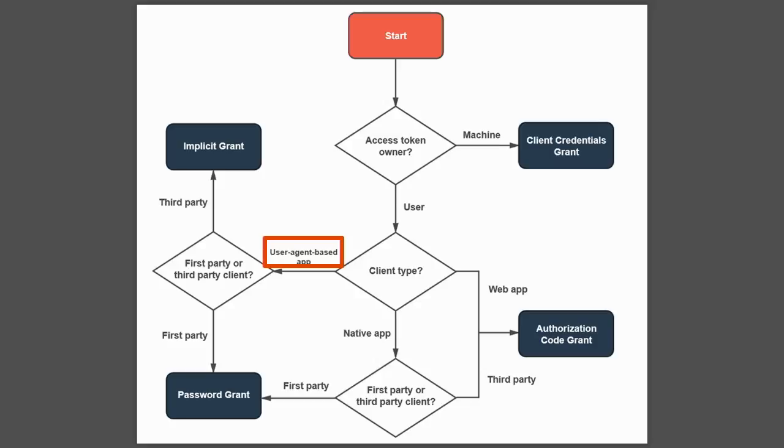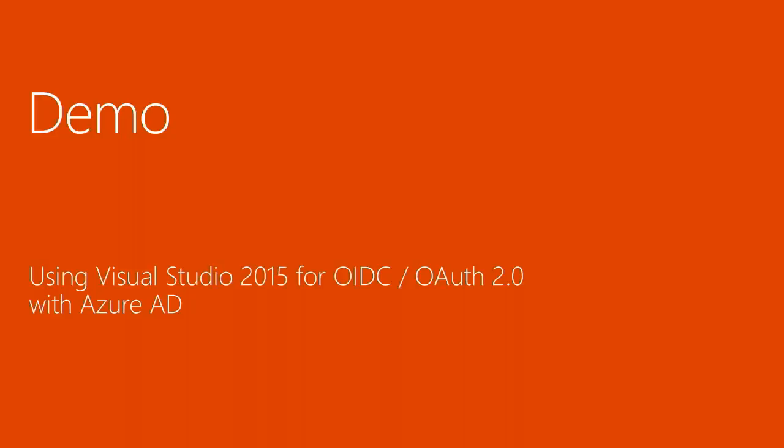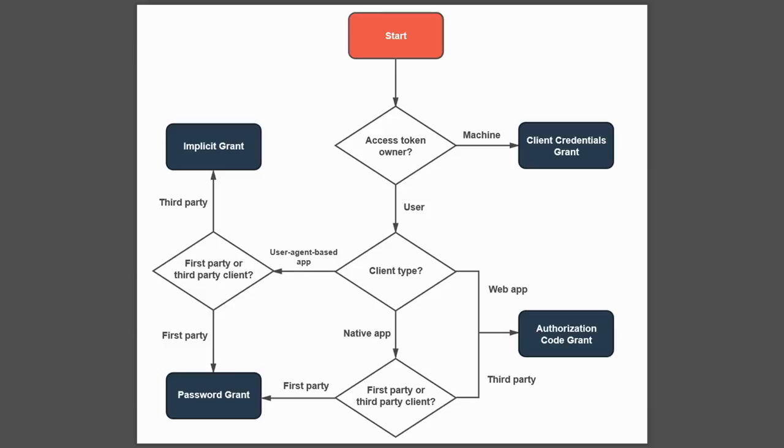If it's a user agent, in other words it's JavaScript, you have to decide if it's first or third party. First party is trusted, third party isn't, and then it's either password or implicit grant. If it's a native app, something that does not have browser functionality or redirect capabilities, so it would be a mobile device, WPF, a command line or desktop application, again a native app could be third party or first party, depending on the flows that you want.